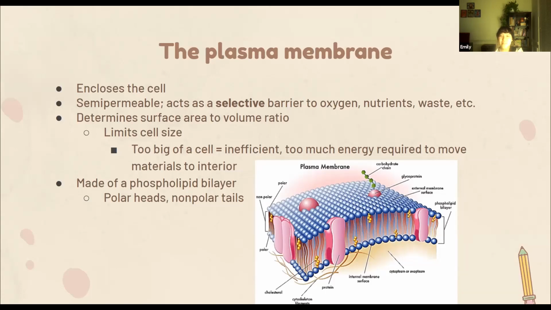Yes, okay. But there's a reason for that. Otherwise, cells would just keep growing. If a cell gets really big, then the plasma membrane can't transport enough nutrients throughout the cell to reach all parts of the cell.